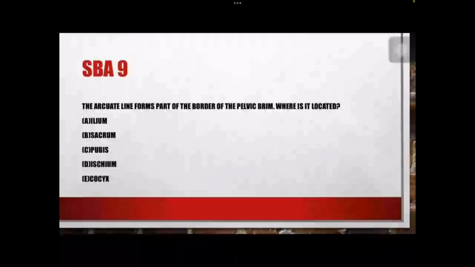Next question: the arcuate line forms part of the border of the pelvic brim. Where is it located? In which part of the hip bone? The options are A. Ilium, B. Sacrum, C. Pubis, D. Ischium, and E. Coccyx. It is ilium. Yeah, so what is an arcuate line? Do you know about an arcuate line? It is a rounded border on the ilium.